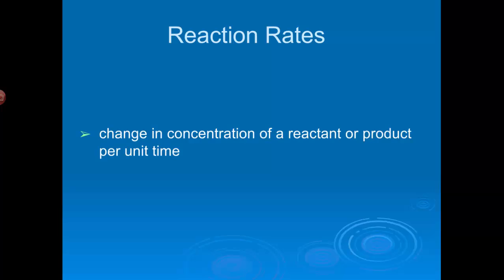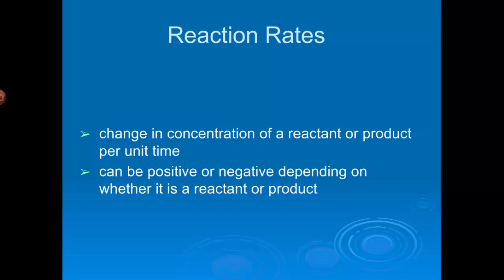A reaction rate is a change in concentration of a reactant or a product per unit of time. Sometimes we measure the time of a reaction in seconds because it's really fast, sometimes in minutes, sometimes in hours. It depends on how quickly the reaction observably changes. The rate can be positive or negative depending on whether you're working with a reactant or a product. Since the concentration of reactants is decreasing, the rate could be expressed as a negative rate. If you're looking at how a reactant's concentration is changing, there's becoming less of it, so it's becoming more negative.